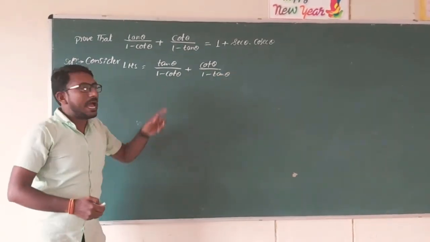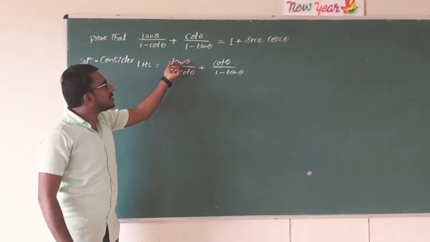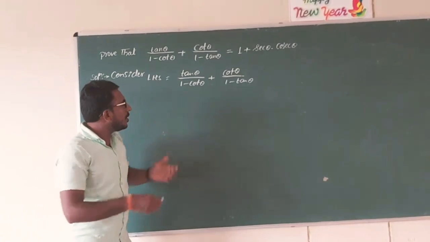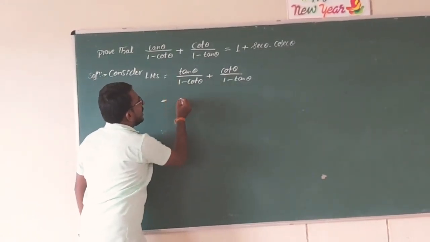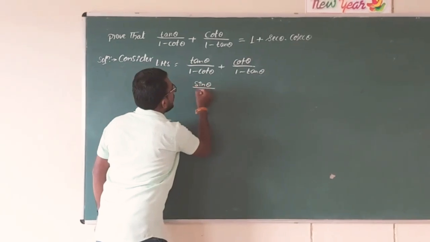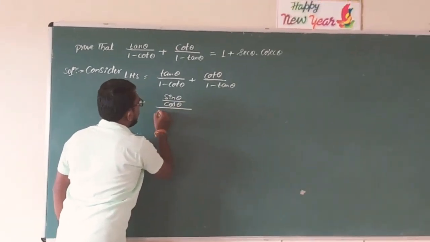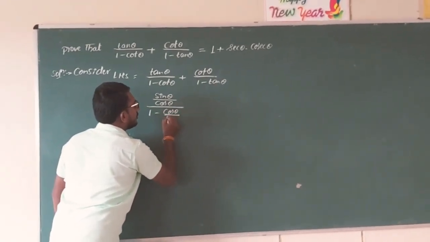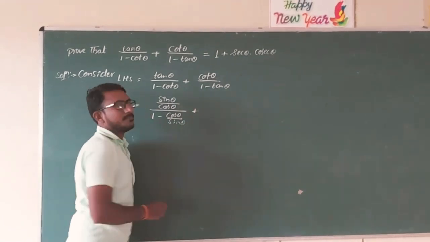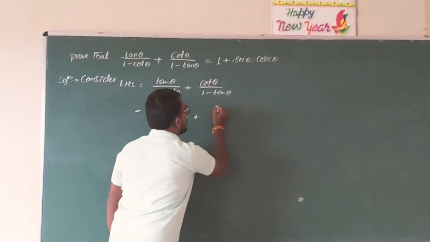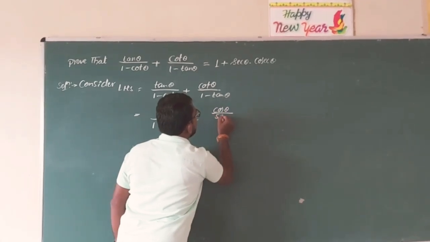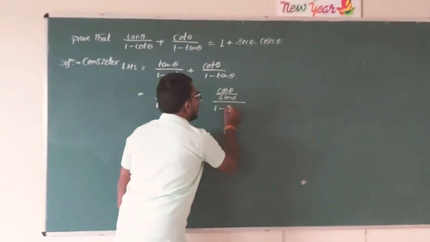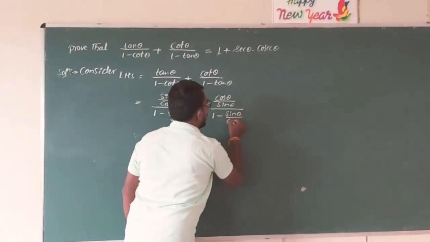Already we know tan can be written in terms of sine and cos. That means tan can be written as sine by cos, as well as cot can be written as cos by sine. So now let us use the knowledge. So sine theta divided by cos theta, whole divided by 1 minus cot theta, that I will write as cos theta divided by sin theta, plus, again cot is there, so that cot let us write as cos theta divided by sin theta, whole divided by 1 minus tan theta, that we can write as sin theta by cos theta.